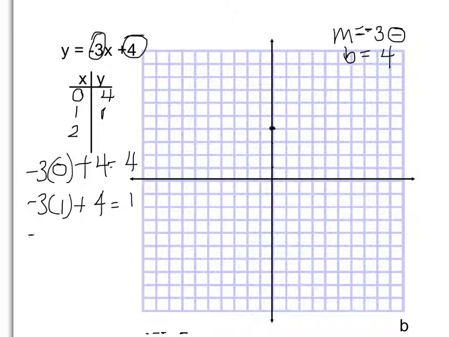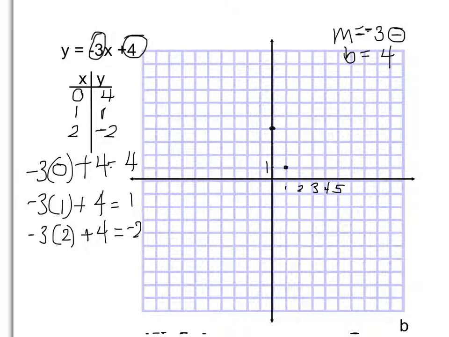Next one, negative 3 times 2 is negative 6. Negative 6 plus 4 gives me negative 2. So our next set of coordinates is 2, negative 2. Okay, I could go on and on forever with this, but I don't need to. So I'm going to go ahead and graph my coordinates. Remember to number your graph. Make it easy. Take away any possible error.